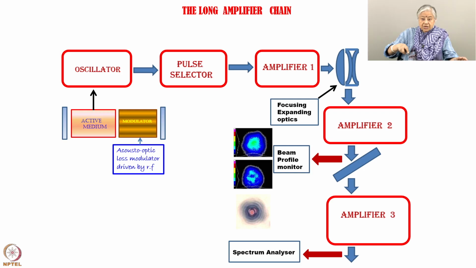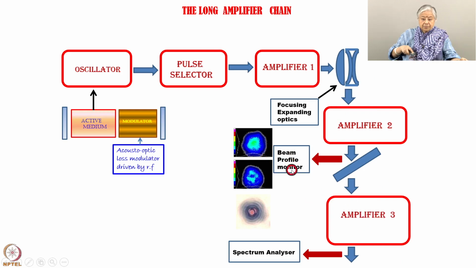Okay. So, what I have shown here is that in this amplifier, you just put a beam splitter. Part of the beam, shown in red, goes into the beam profile monitor, a very small part. This is a kind of diagnostics for this laser chain, and the rest of the beam goes into the next amplifier to get amplified.